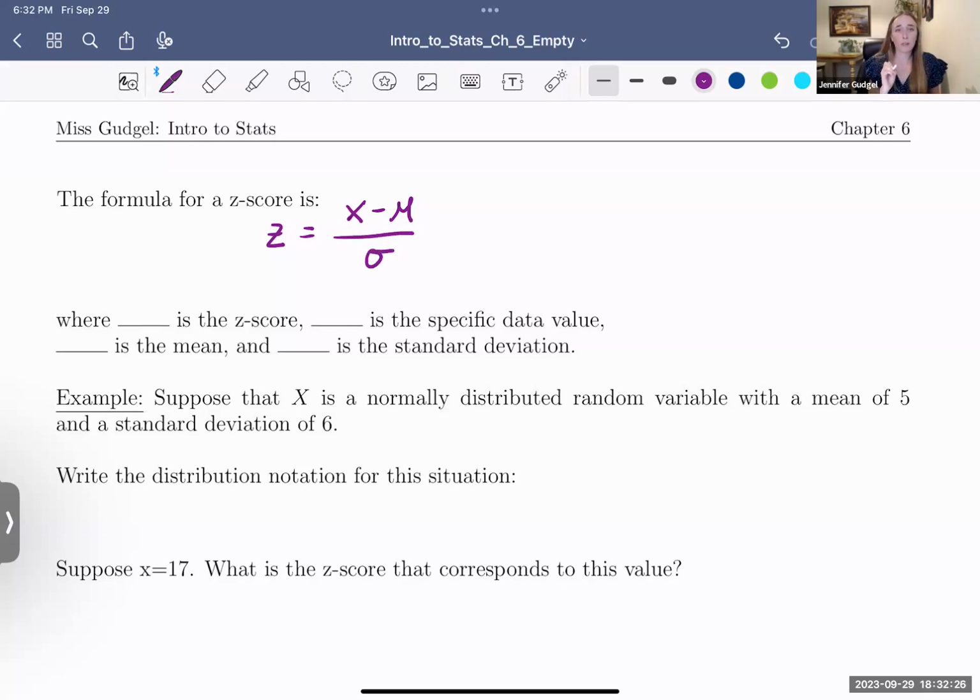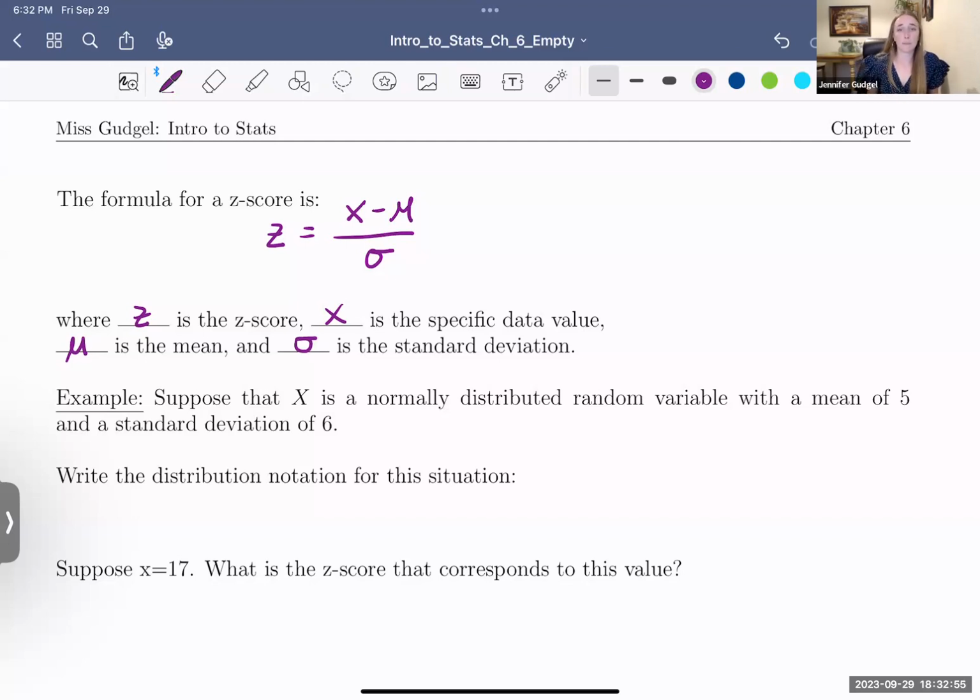Now, this is a formula that you are allowed to write on your formula sheet. So if you struggle with memorization, this is one formula I encourage you to go ahead and put on that formula sheet you're allowed on that exam. Again, this is where Z is the z-score. X is the specific data value that we are looking for the corresponding z-score of. Mu is the mean, and sigma is the standard deviation.